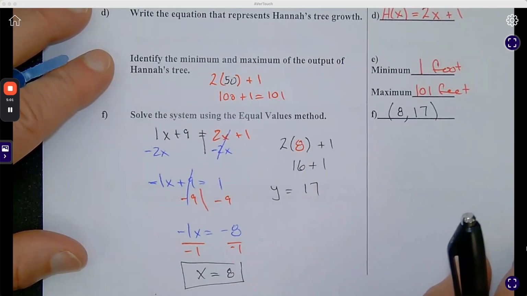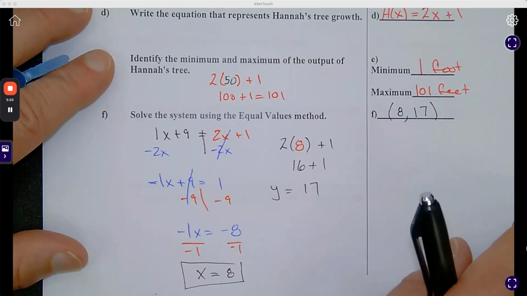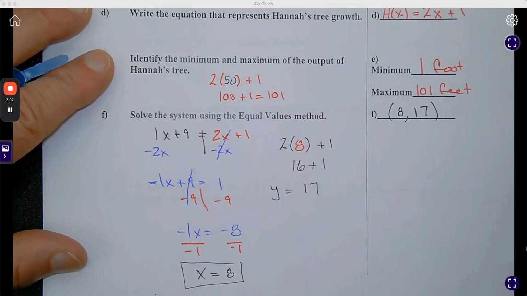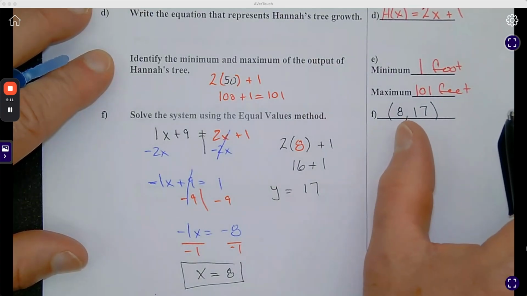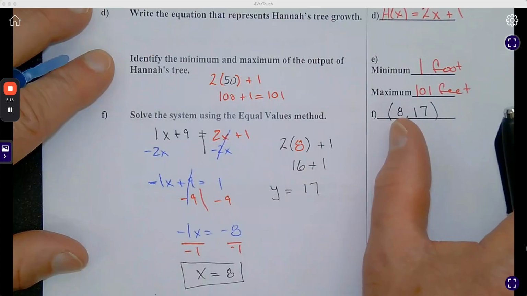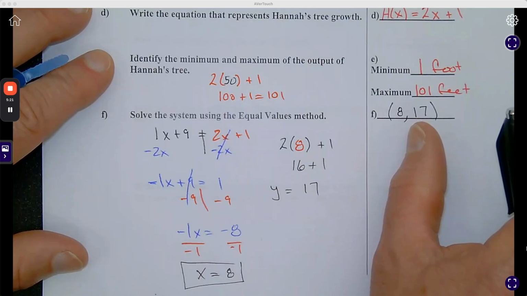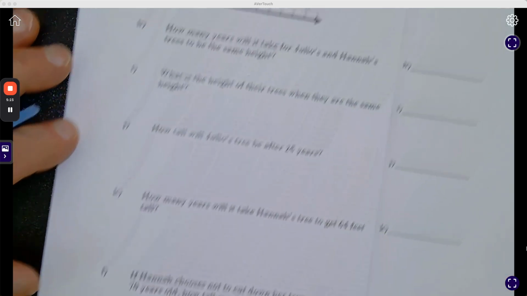Okay, that has meaning in this word problem. So let's find out what that means. Shall we? Okay. Does anyone know what that first number 8 means? Okay, those are good guesses. Yeah, I heard a couple of right answers. What about that output 17? What does that mean? Okay. Let's keep going.